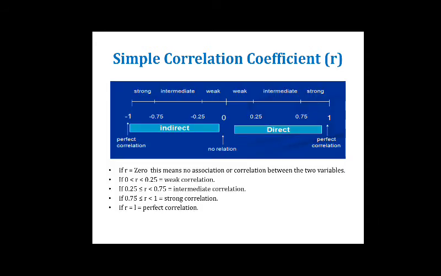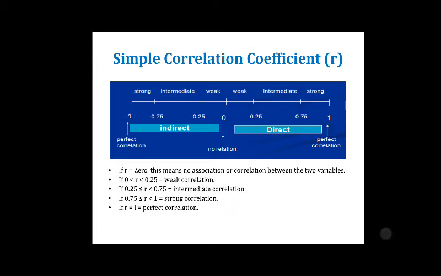So here we have the ranges. If it is 0, there is no association, no relationship between the two variables. If it is between 0 and 0.25, weak correlation. If it is 0.25 to 0.75, intermediate. If it is between 0.75 and 1, strong, and if it is 1, it is called a perfect correlation.